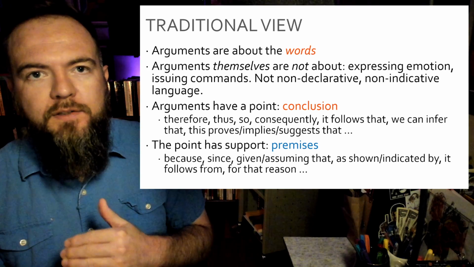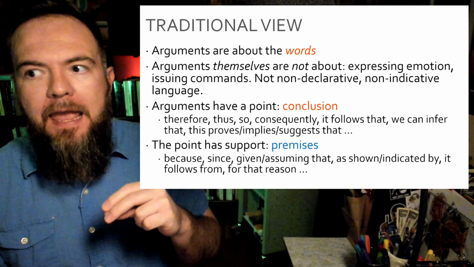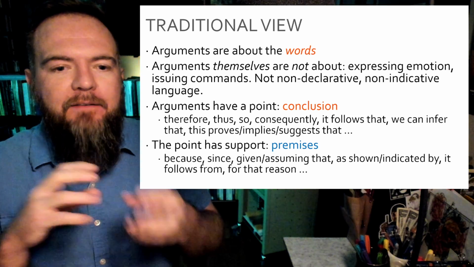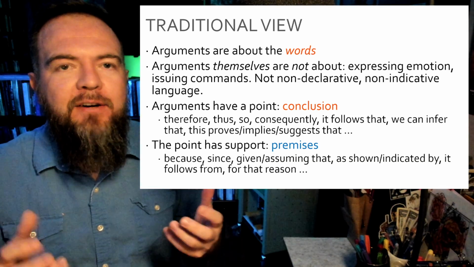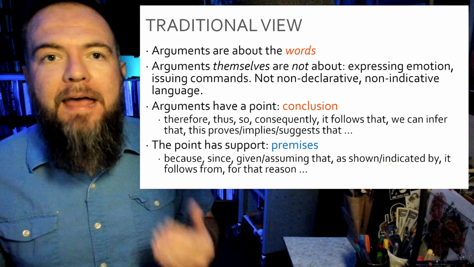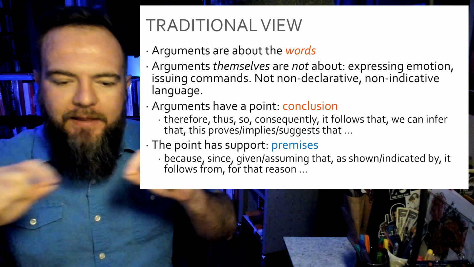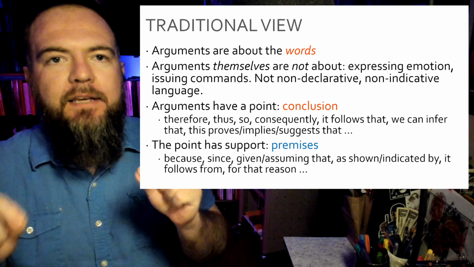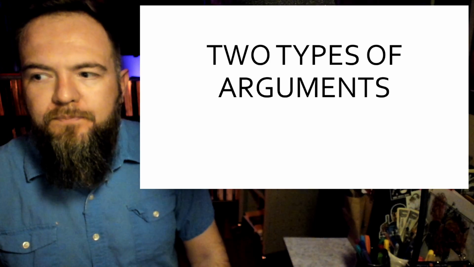Similarly, premise words have indicator words where they are basically letting you know that they are trying to connect ideas together, probably to a conclusion. These kinds of premise connection words are things like because, since, given or assuming that, as shown or as indicated, it follows from, for that reason. Those are the kinds of things where you're connecting the ideas, showing that these things have relationships to one another. That is typically indicating that there's some sort of premise being given in the argument.